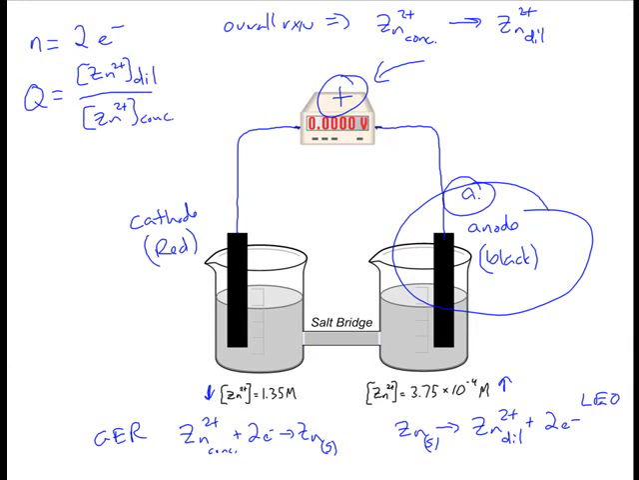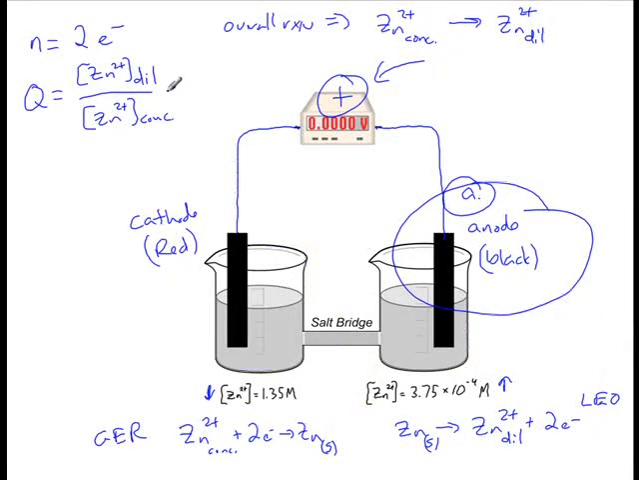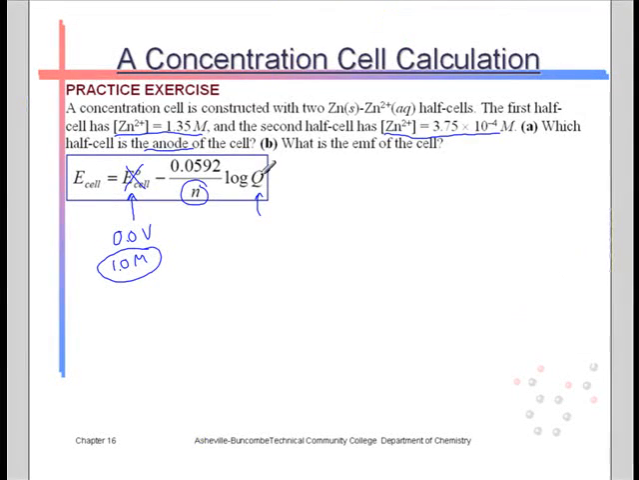Let's go back to the zinc. Concentrated on the bottom, dilute on the top. Very common layout for these concentration cells. And so if we plug in this concentration up top, this concentration at the bottom, actually let me just give this value here. It's 2.78 times 10 to the minus 4. There's a Q value that we will then plug into the Nernst equation.